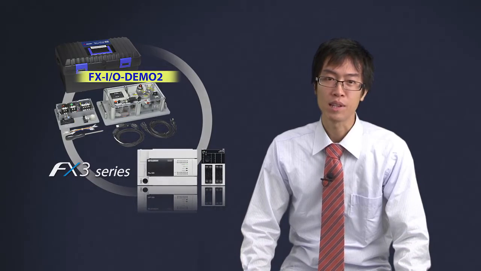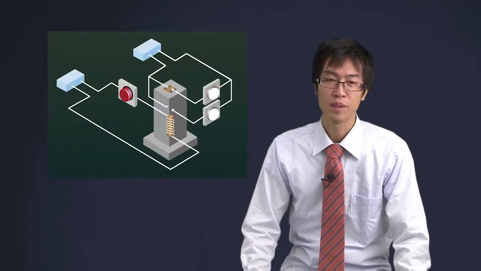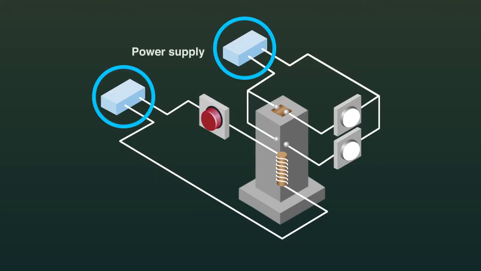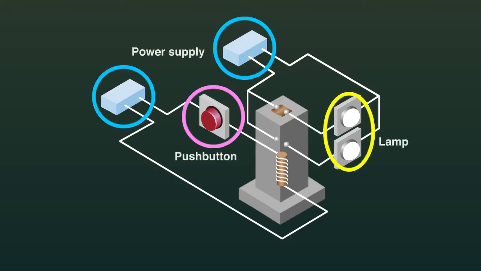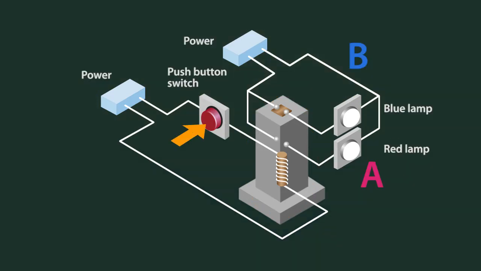Next, let me explain sequence control using an electrical schematic diagram. In this electrical schematic diagram example, power supply, push-button switch, light, and relay are wired. When the power is turned on, electricity will run through route B, and the blue light will turn on.